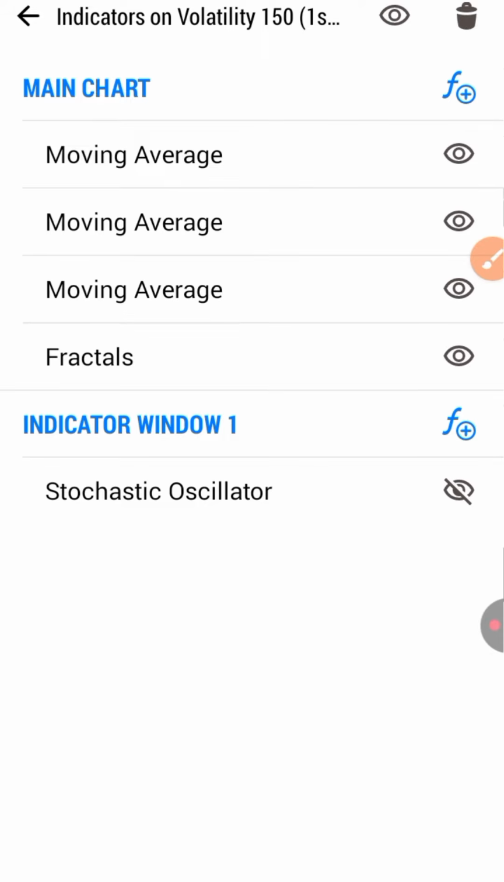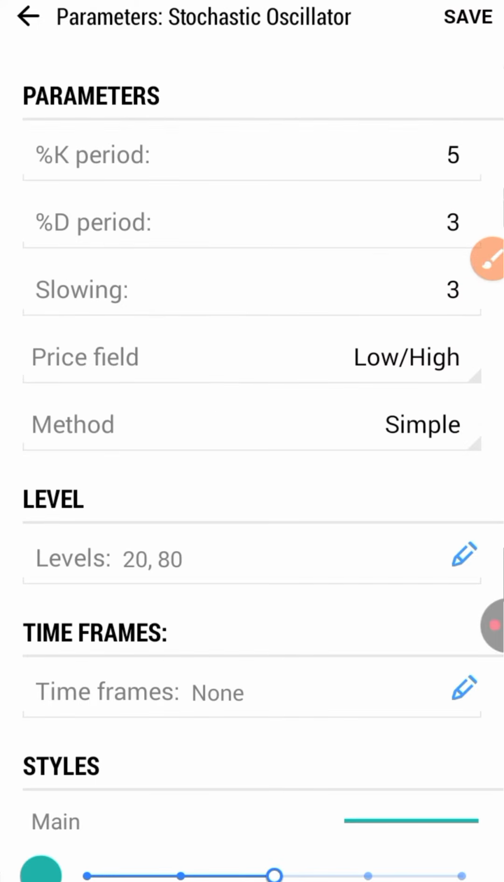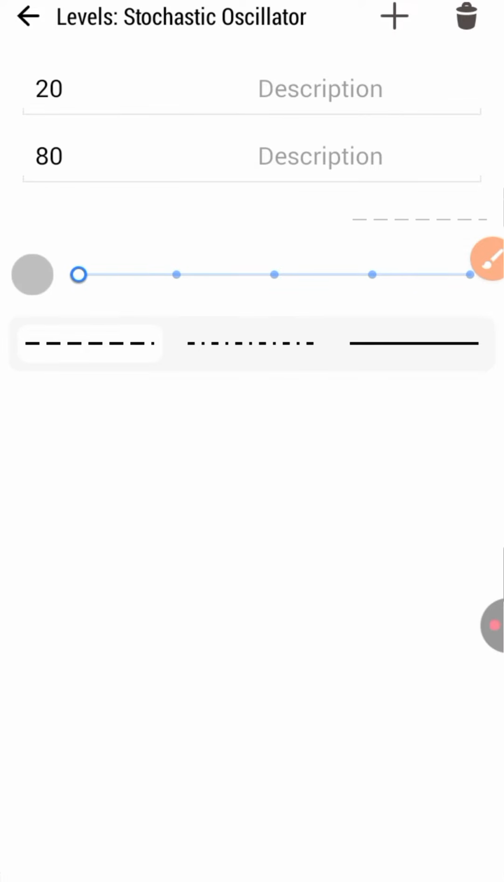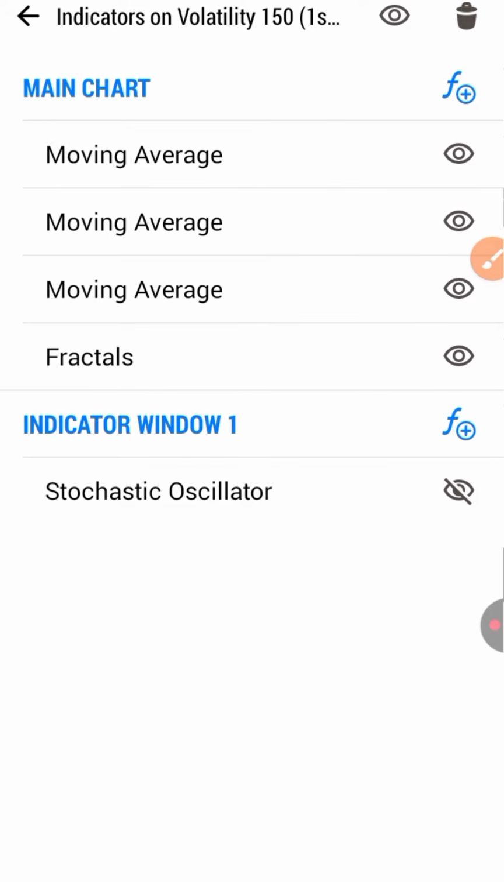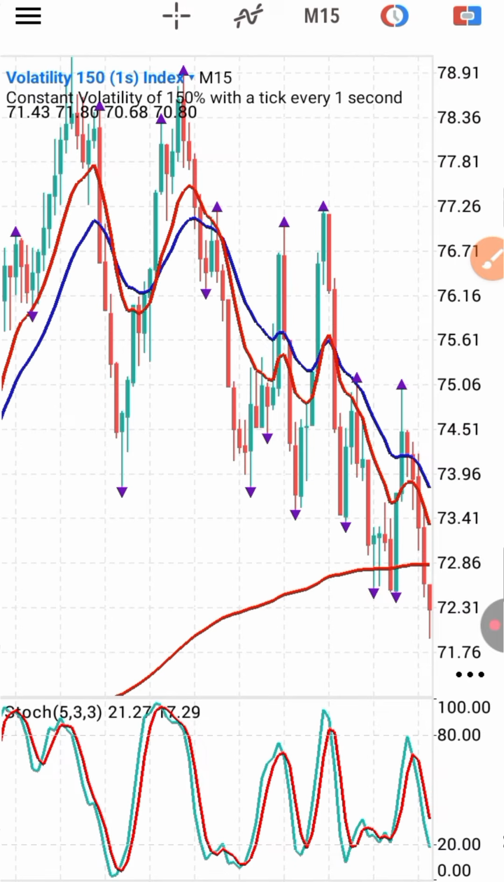Okay, so indicator window 1 is the stochastic oscillator. Then we have our K period 5, D period 3, slowing 3, price field low and high, method simple. Level, make sure your levels are 20 and 80. Very important: 20 and 80. Any color of your choice, you add it. Okay, you click save. This is the indicator that we are going to use today. Let's go back to our main chart.